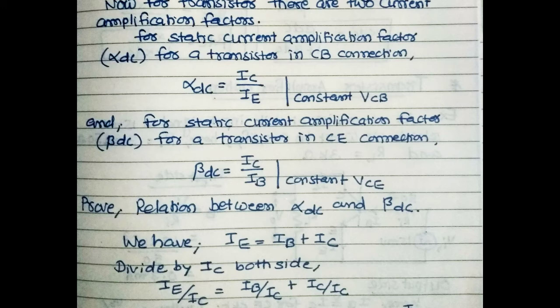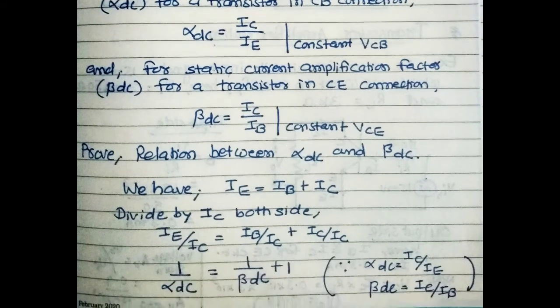So how do we remember this? Alpha DC means IC by IE. Here C and E are used, IC and IE. B is not used, so it is the common base connection. And beta DC is IC by IB. Here C and B are used and E is not used, that means common emitter. So it is easy to remember.